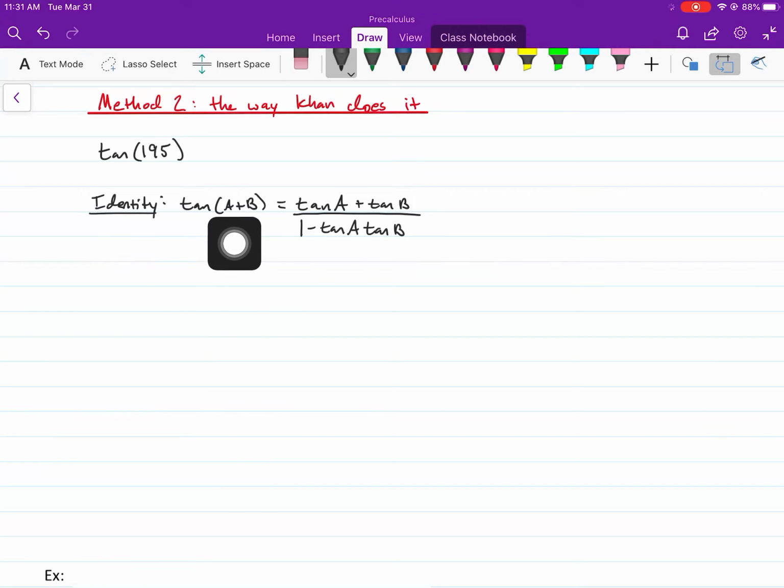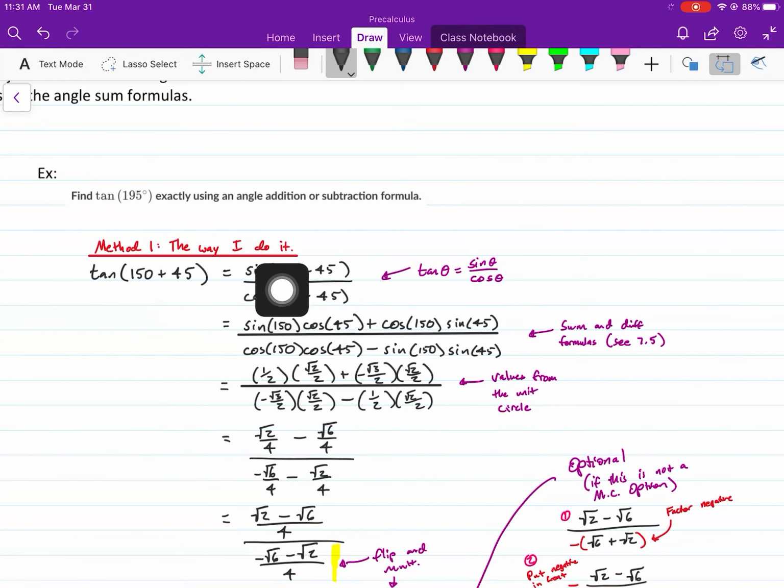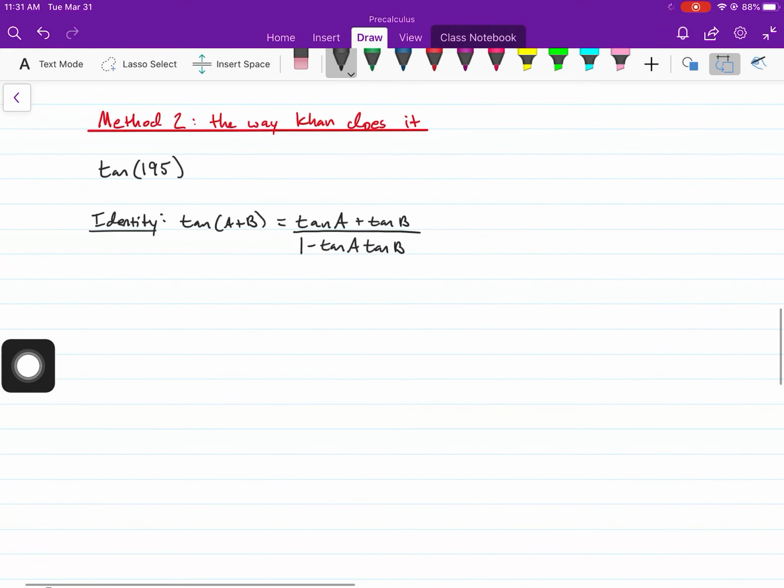So it's a different identity. You can take tangent of A plus tangent of B over the identity and use that instead. Like I said, I prefer to think of it as doing the sine identity and the cosine identity, one on top of the other, but in our case, we can just roll through this. So let's go ahead and do that. So tangent of 195, I can split up, same split, tangent of 150 plus 45.